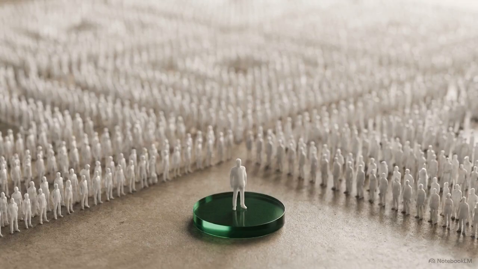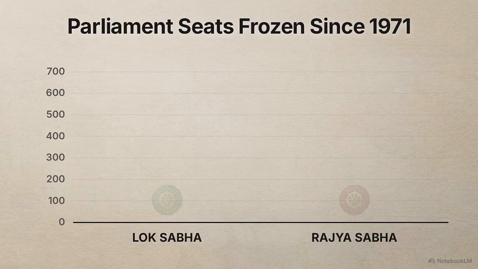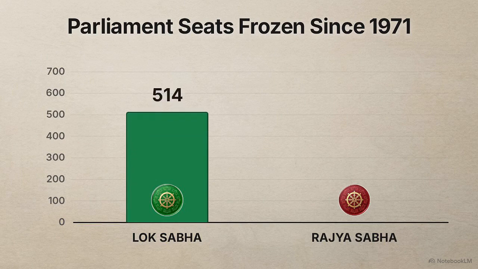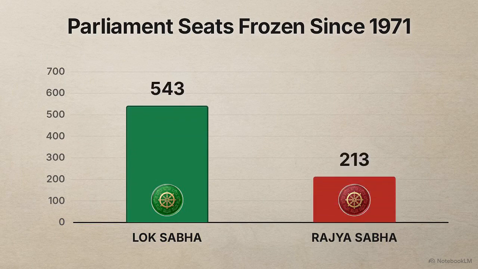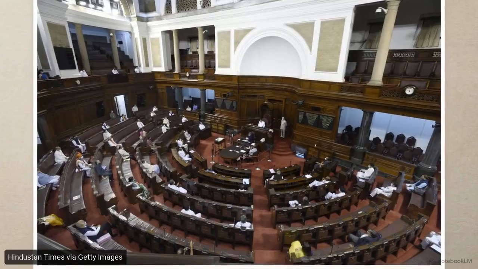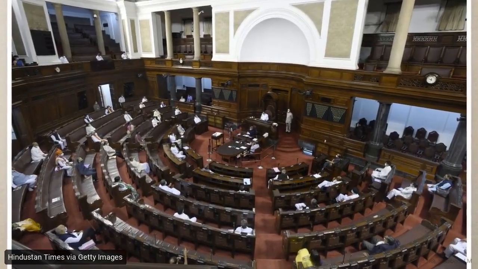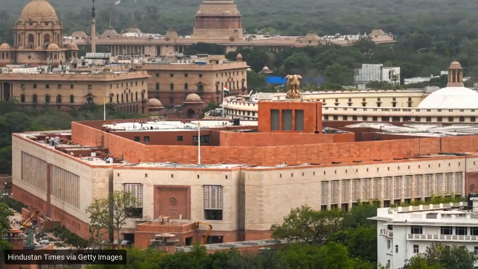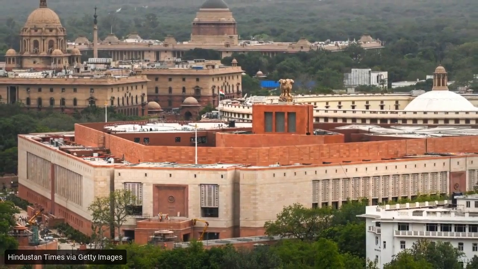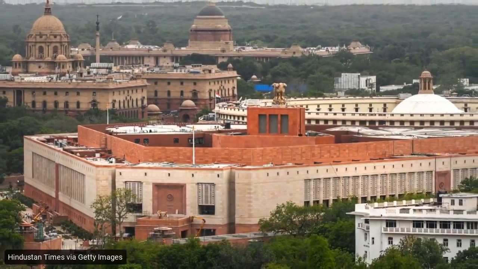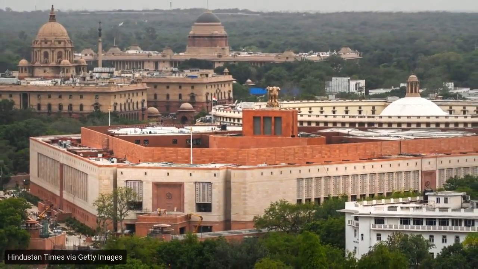Today, a single member of parliament represents roughly 1 million people. However, the number of seats, 543 in the Lok Sabha and 245 in the Rajya Sabha, is based on the population numbers from 1971. This number was frozen because the old building physically couldn't fit any more members. That freeze lasts until 2026, which is why the new, larger parliament building was a necessary step for the future.